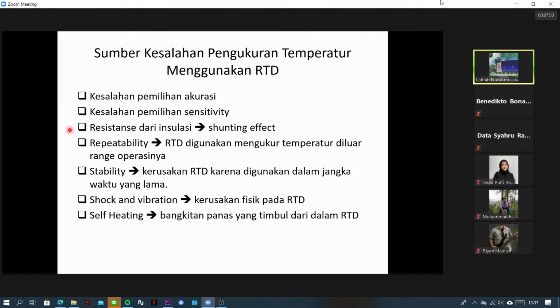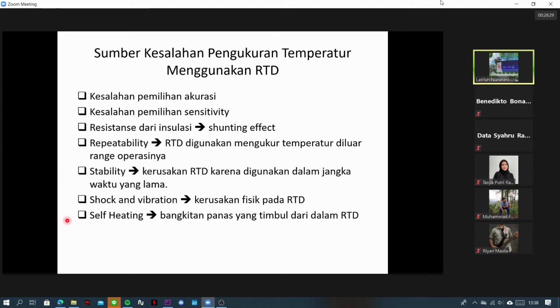So there should be an insulator in RTD. You remember the configuration, the structure of RTD, there is always an insulator. And the insulator should have adequate resistance so that the RTD can function properly. And the repeatability, stability, and shock and vibration of the measured components.